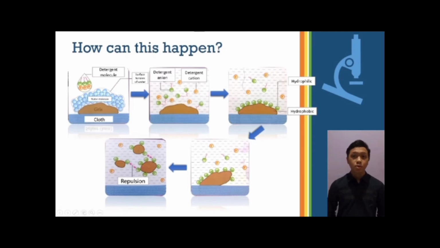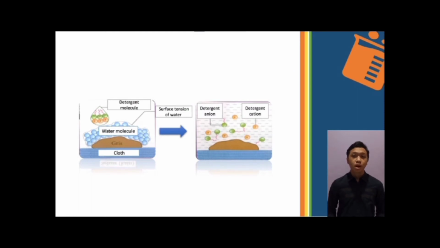This can be explained by using these 5 features. At first, the detergent will ionize to an anion and cation when dissolved in water. The detergent also will reduce the surface tension of water. This increases the wetting ability of water that will make the surface of clothes wet thoroughly.